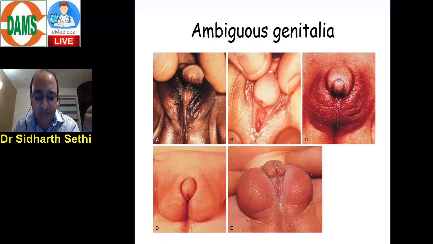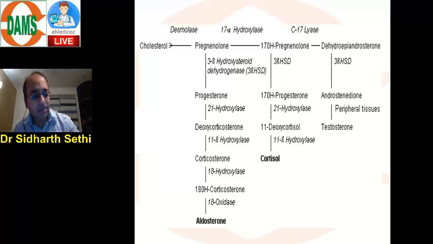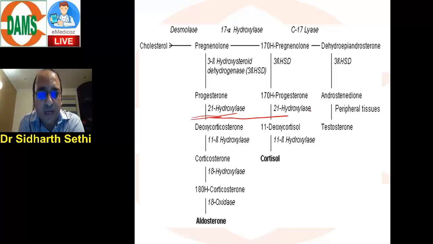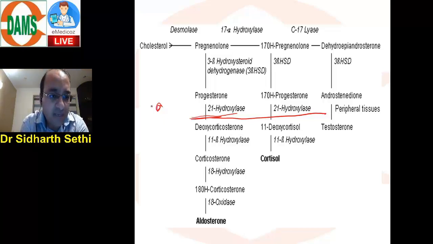That's called ambiguous genitalia. And remember, CAH, congenital adrenal hyperplasia, is the most common cause of a female pseudo-hermaphrodite. So remember, this question also came in NEETPG once. And please remember, 90% of CAH is a block here, 21 hydroxylase deficiency.